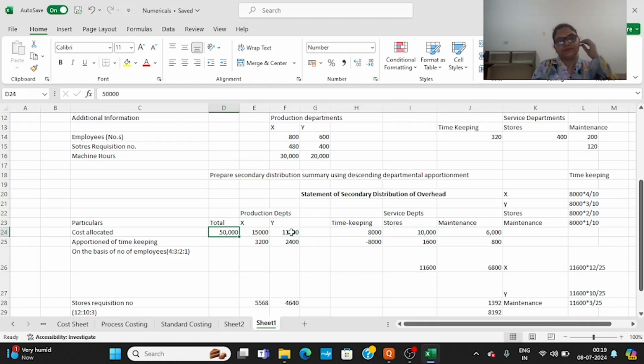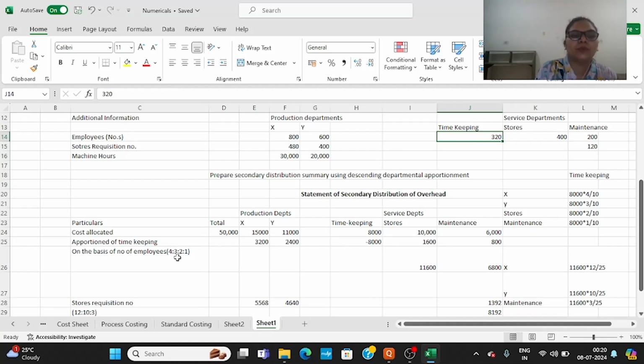For that, we now have to allocate this service department cost into production departments. First, we will start with timekeeping. Timekeeping cost has been incurred in X, Y, stores and maintenance. For taking out the ratio on the basis of which timekeeping cost will be apportioned, we will take the ratio of all these four departments. We will leave out the timekeeping department because this is the department for which cost has to be allocated.